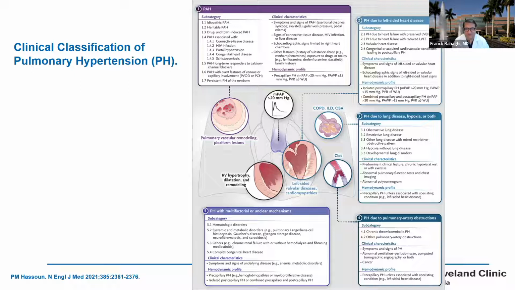And then finally, you have an area where you put in all the things you don't know what to do with. Hematologic disorders, sarcoidosis in particular is in this area of group 5, which is a non-cohesive random grouping of things that we didn't know what to do with.